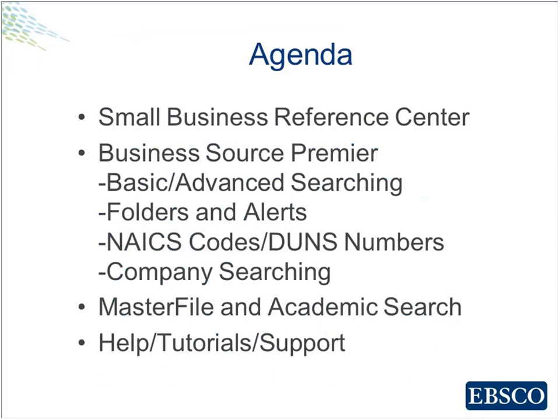So today we're going to be covering Small Business Reference Center, and within Business Source Premier, we're going to be talking about basic and advanced searching, folders and alerts, NAICS codes and DUN numbers and how they can be useful, and how to do company searching. We're also going to be talking about the benefits of getting a My EBSCOhost account and why you might want to set up search alerts. We're just going to briefly touch on Master File Premier and Academic Search Premier because those are both also really good for different reasons with business information.